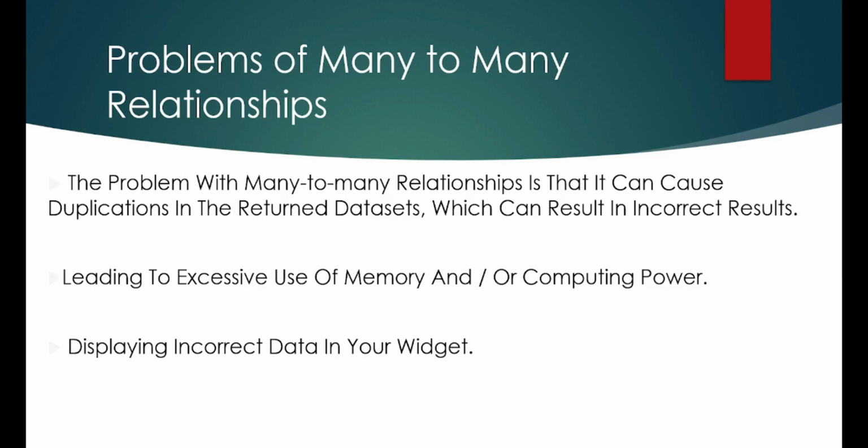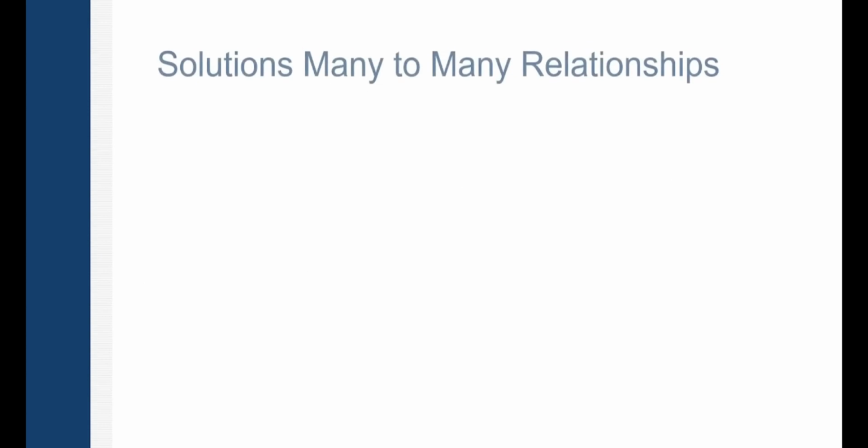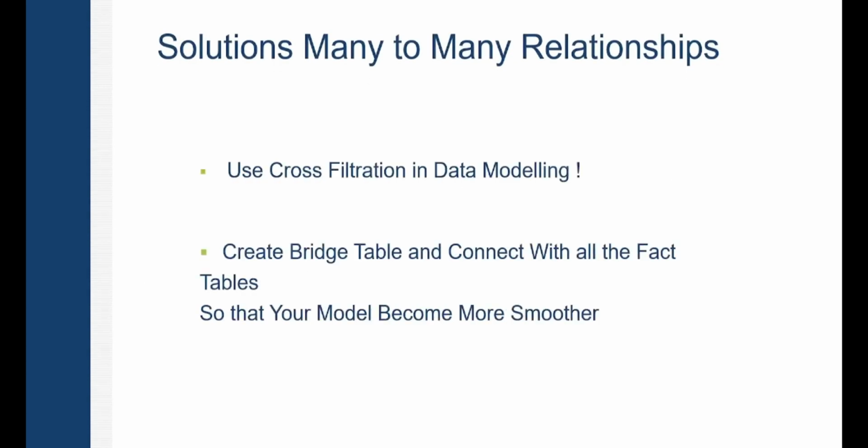And now let's turn towards the solution. So here are the solutions guys to handle many to many. You can use cross filtration in data modeling. That is also a way of handling many to many. And the next solution is that guys, you can create a bridge table and connect it with all the fact tables so that your model becomes smoother. I hope you guys are clear with the concept of how to handle many to many relationship in Power BI.